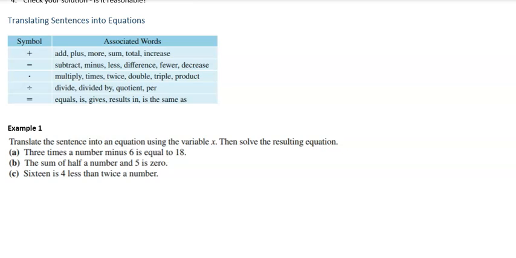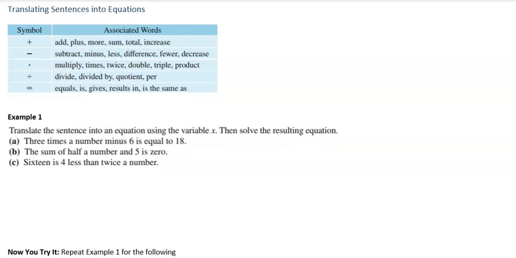So let's move on. We're going to translate the sentence into an equation using the variable x, and then we're going to solve the equation. So for the first one, we've got 3 times a number minus 6 is equal to 18. So we've got 3 times a number, and they want us to use the variable x. So 3 times a number, which is x, minus 6 is equal to 18. This one's pretty straightforward because it basically just reads left to right. They don't always do that, so you need to be careful.